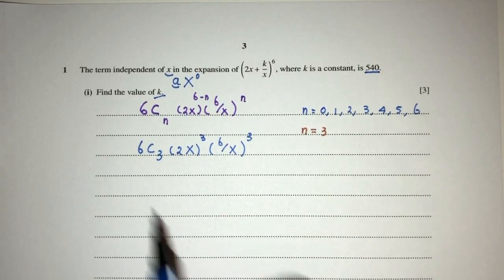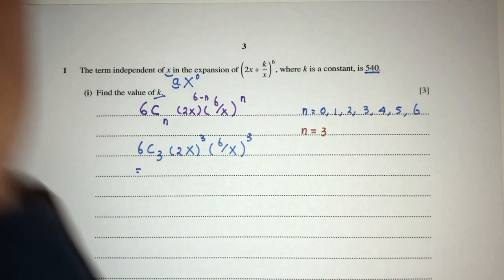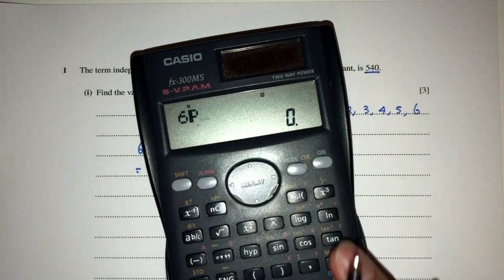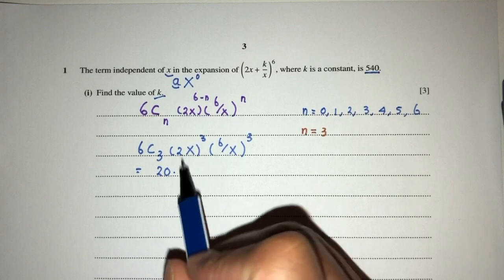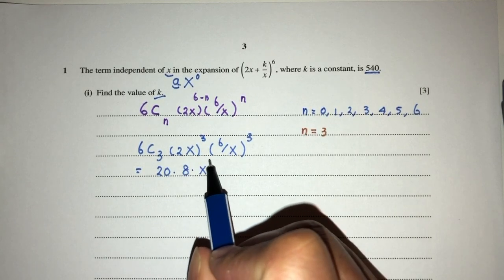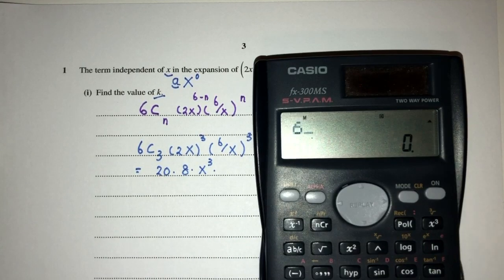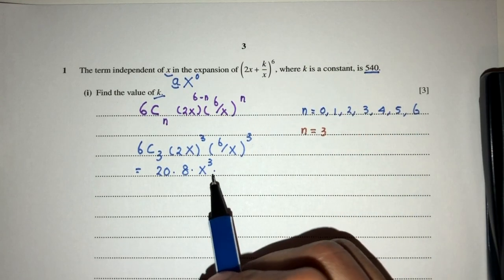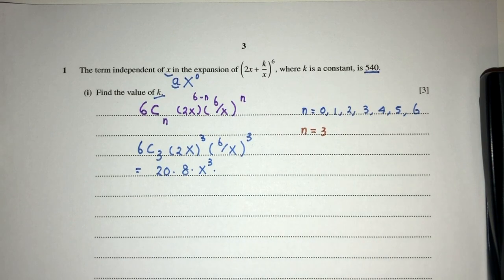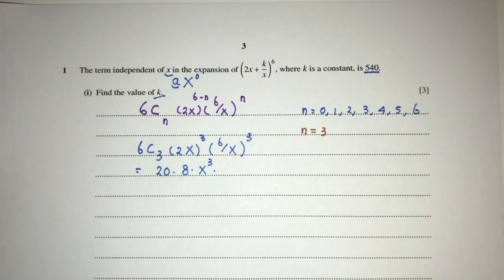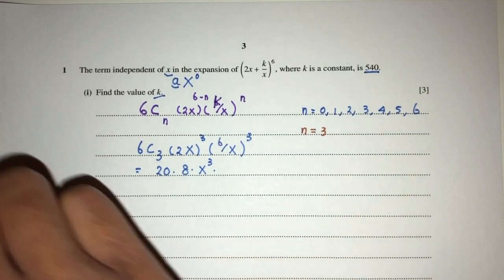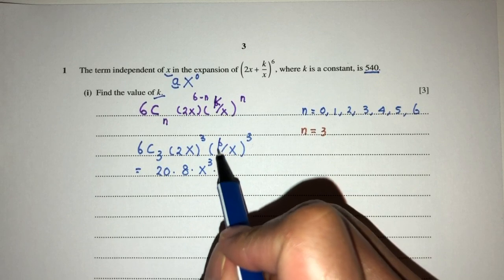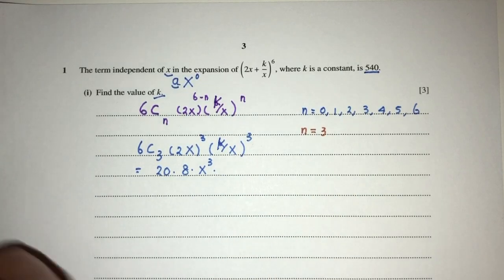Now we can simplify. What is 6 choose 3? Let's check. That will be 20. 2 power 3 will be 8. That will be x power 3. Now 6 power 3 will be what? Oh, it is not 6. So I made a mistake here. It is k. So k over x, not 6. That will be k over x. Okay, so very simple fix.